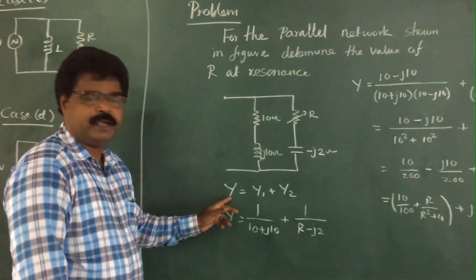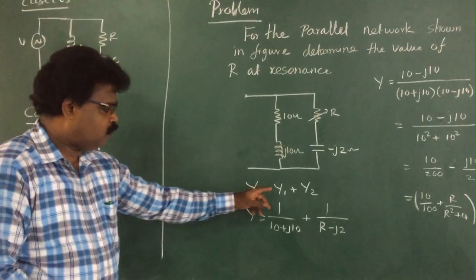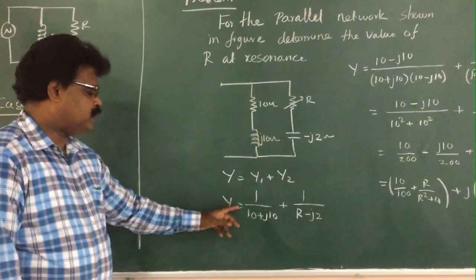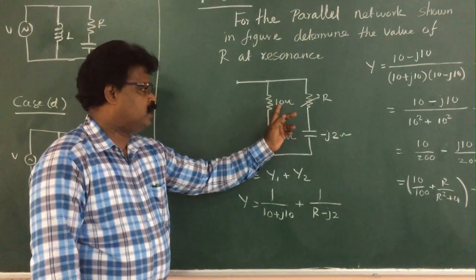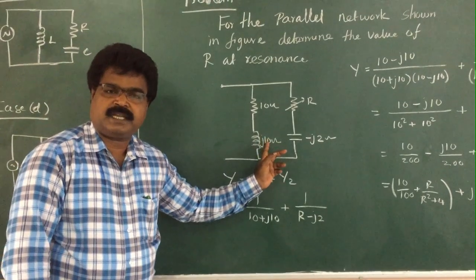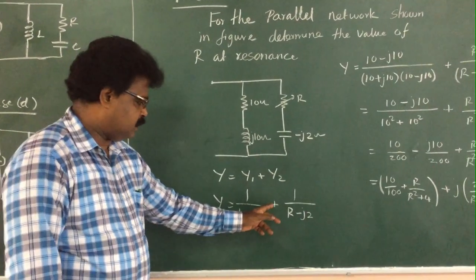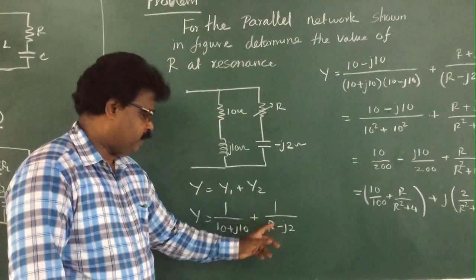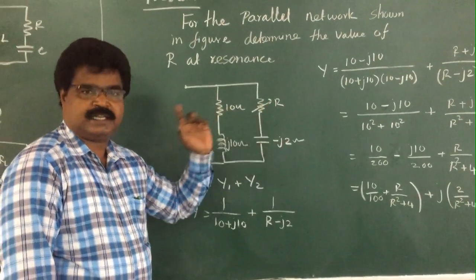So first, Y is equal to Y1 plus Y2. You know that admittance is equal to 1 by impedance. Y is equal to, for the first branch, a combination of resistance and inductor in series, 1 divided by 10 plus j into 10, plus the second branch, Y2 equals 1 by Z2, 1 divided by R minus j into 2, because both are in series.